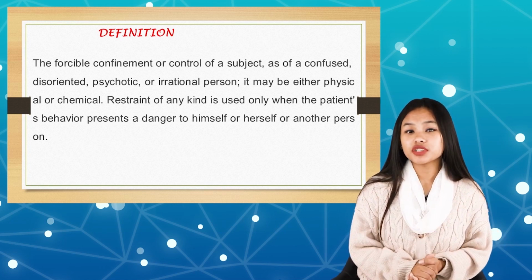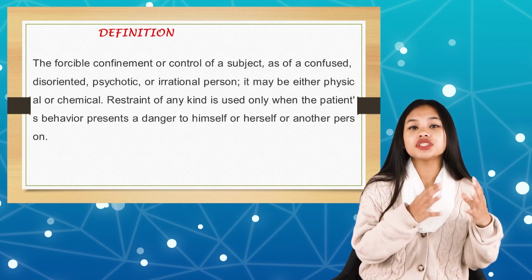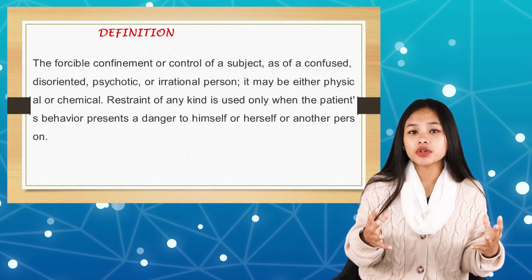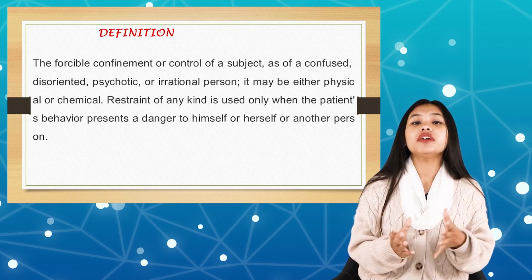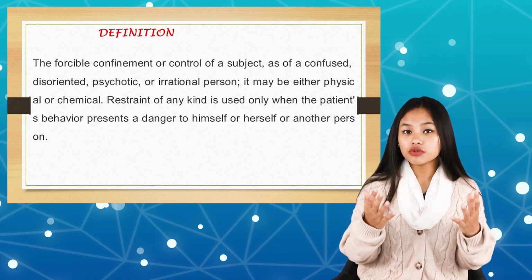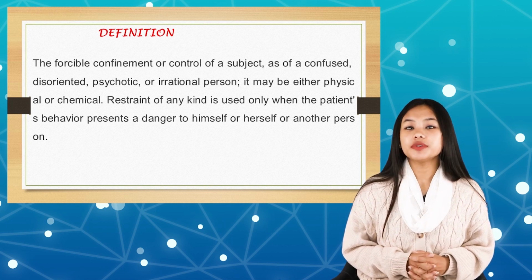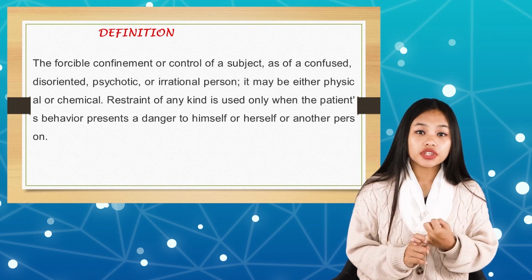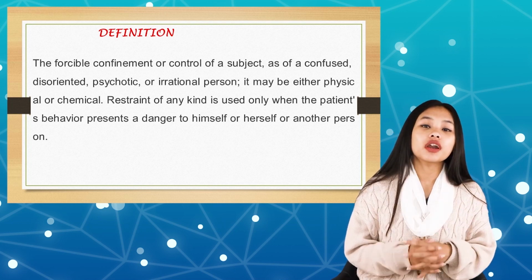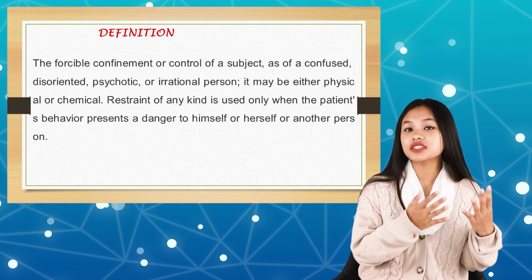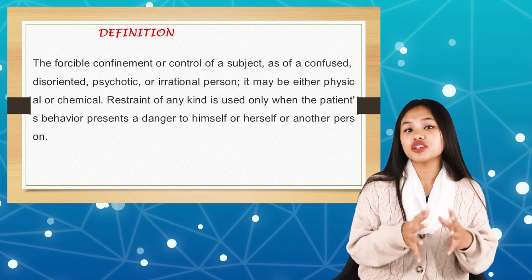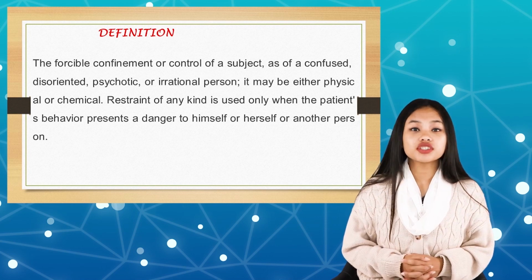So what do we mean by restraint? In simple words, I can say that restraints are safety devices which are used in order to hold an individual in a particular place or even to immobilize any part of the body which needs not to be moved. And these restraints can also be given to the confused, psychotic, disoriented, as well as to an irrational person. These restraints are of two types, that is the physical restraint as well as the chemical restraint. So depending on the condition of the client, you can choose which one is to be given.